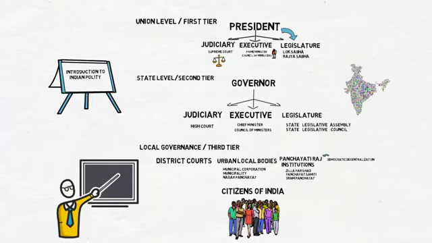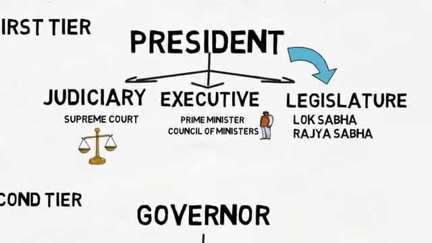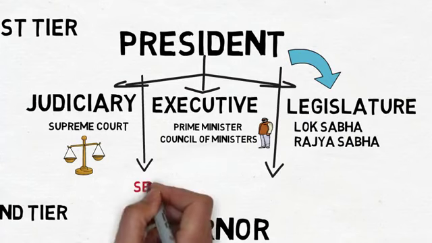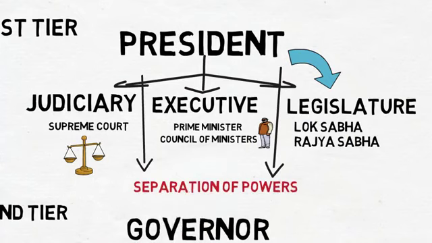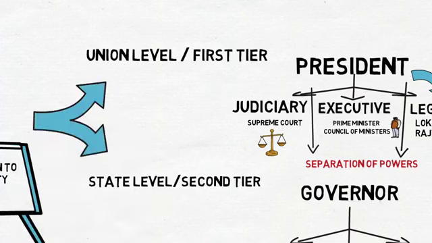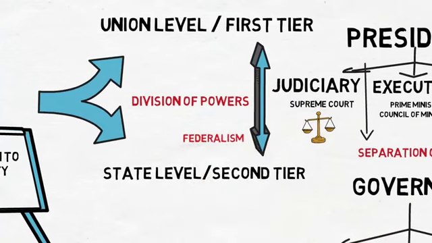Now the basic image of the Indian polity is created. So now most of the topics that we will study about Indian polity can be understood through this image. For example, the separation of these organs is known as separation of powers. And the distribution of subjects between union and the states is known as the division of powers. The center-state relations are known as the federal relations or federalism.